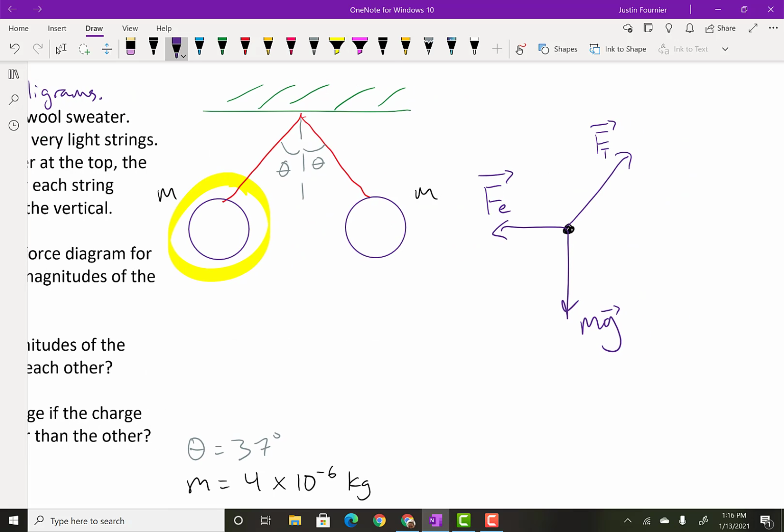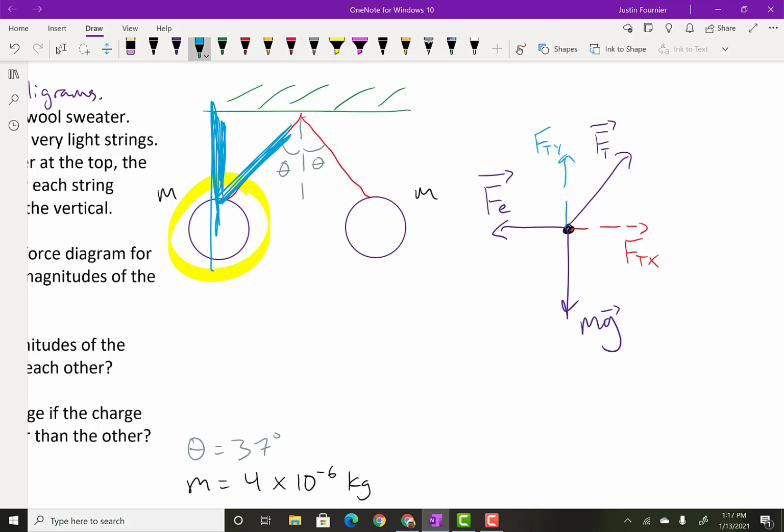Let's see. One of my vectors is pointing at an angle here, so I'm going to need to break it into its components. To break the tension force into its component vectors, this one is going to be the tension force in the x direction, and then I got this one here, the tension force in the y direction. The tension force goes along the rope here, and then the tension force in the y direction goes like this.